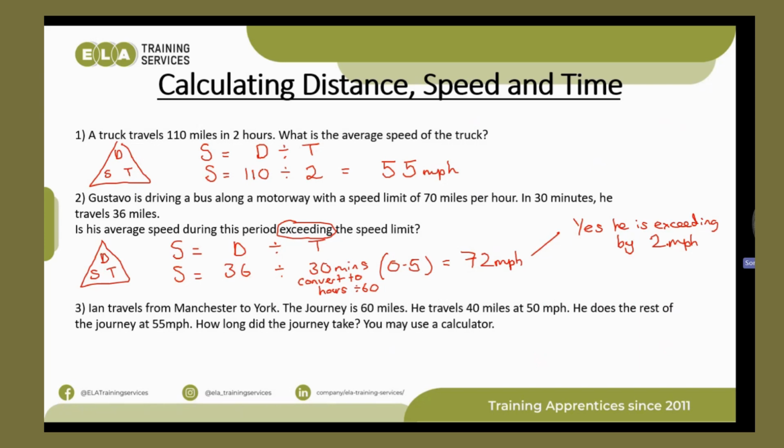So here we're going to have to do the calculation in two parts. So first, how long did the journey take? We are looking for time. So now we're going to have to do distance divided by speed. So part one of the journey, he travels 40 miles at 50 miles per hour. So we're going to do 40 divided by 50. So let's pop that into our calculator. 40 divided by 50 gives us 0.8.